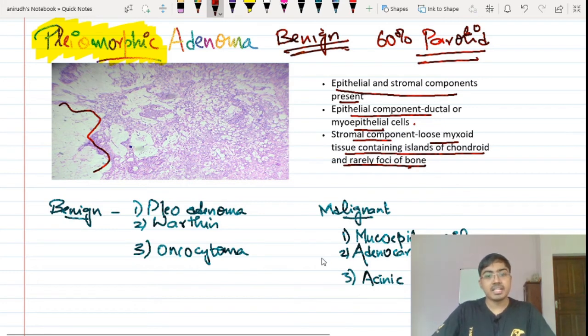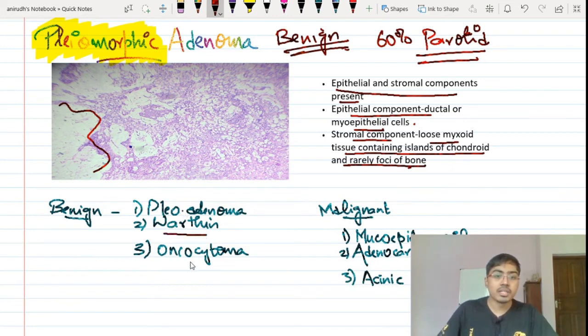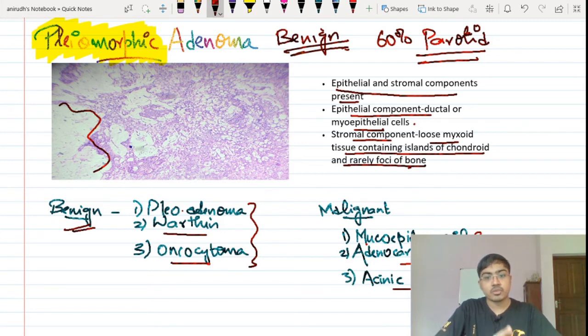Right, now let us talk about certain benign tumors and certain malignant tumors affecting the salivary glands. You are supposed to remember the names of these. Pleomorphic adenoma, Warthin tumor, oncocytoma: these are examples of benign tumors. Malignant ones include mucoepidermoid carcinoma, adenocarcinoma, acinic cell carcinoma, right? So these are certain examples of malignant tumors. There are more examples, but let's at least remember 3 examples in each. 3 or 4 can be learned at this level, right? So let's go to the next slide now.